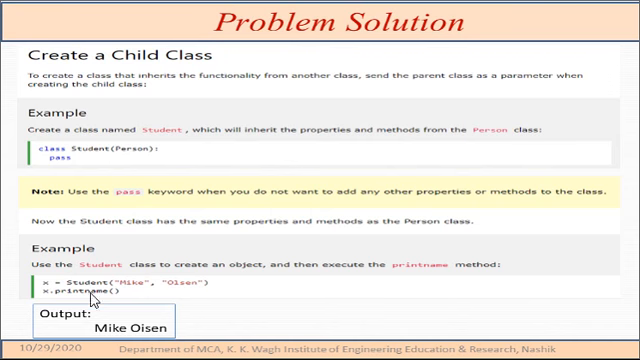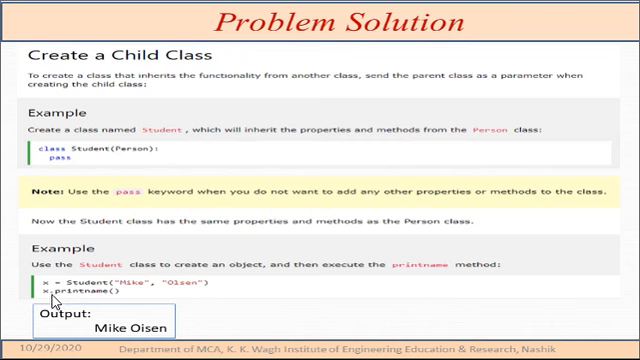Now, how to run this program? For running this program you have to create the object for the child class only, and while printing the name, you can inherit the properties and methods of the parent class, called the print name method.